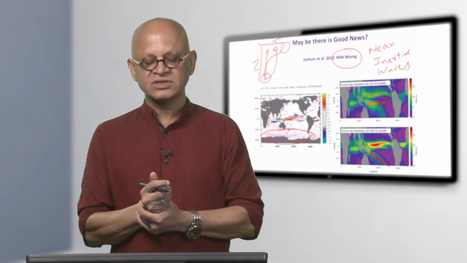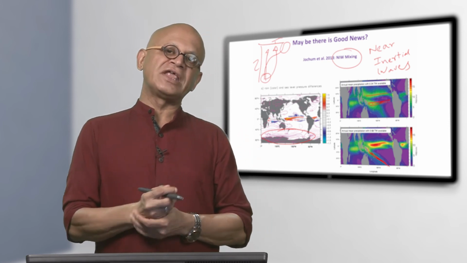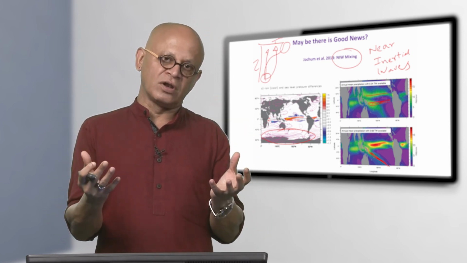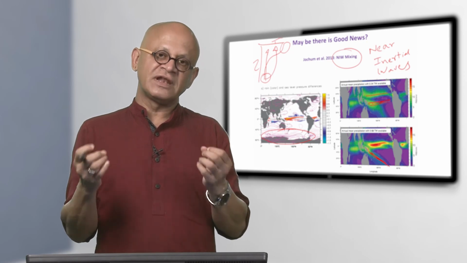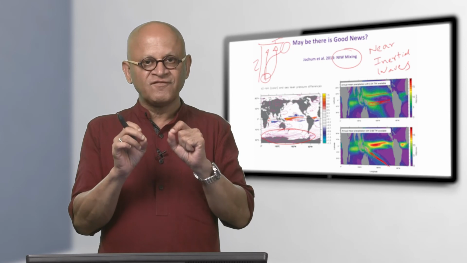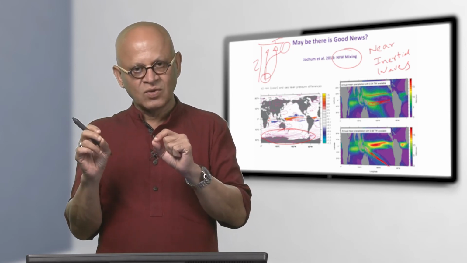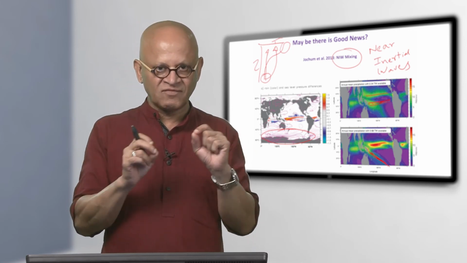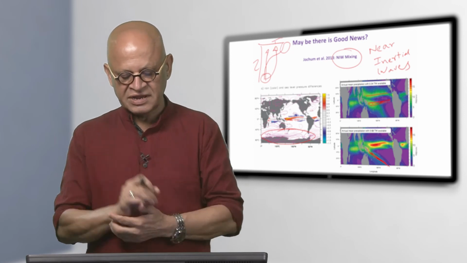Why am I going through this? Basically to point out that when you have a full earth system modeled, it is literally like you are a doctor who is trying to figure out what is wrong. If somebody has a fever, what is the cause of the fever? You have to diagnose it properly and understand it.